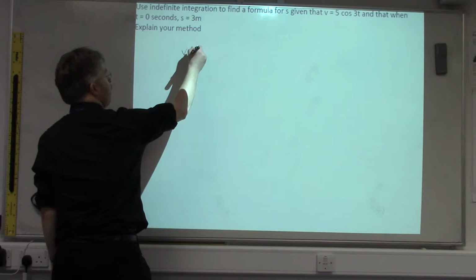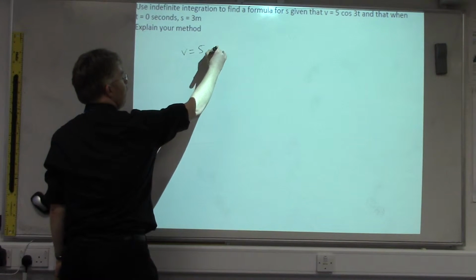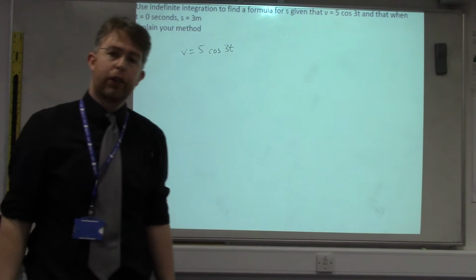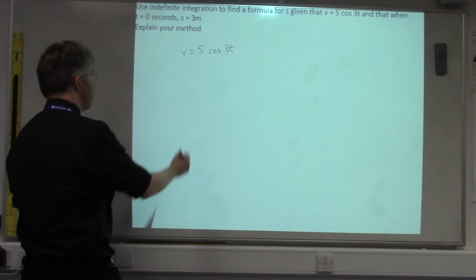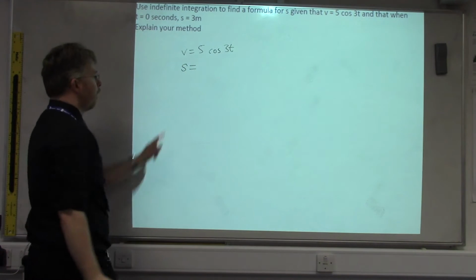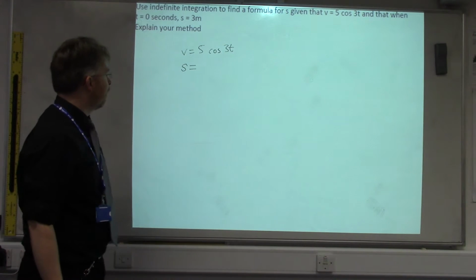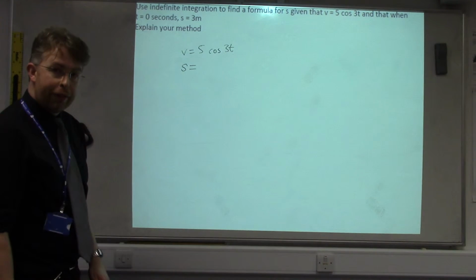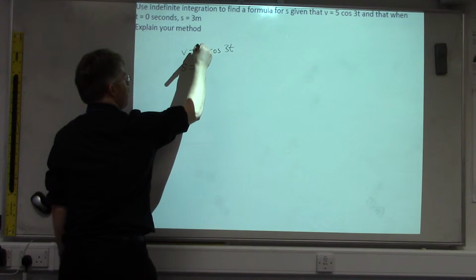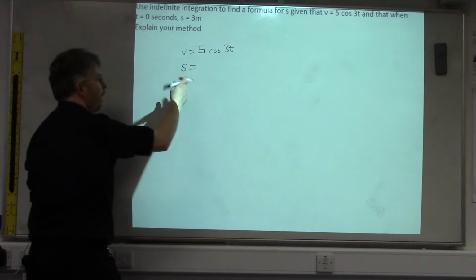So again, same process. We start with v equals 5 cos 3t. We have to do the process of indefinite integration to get s. Note that that's my s and that's my 5. So be careful, make sure you know which is which. I'll perhaps make the 5 more pointy and the s more curly.